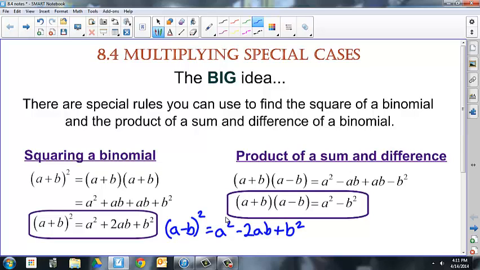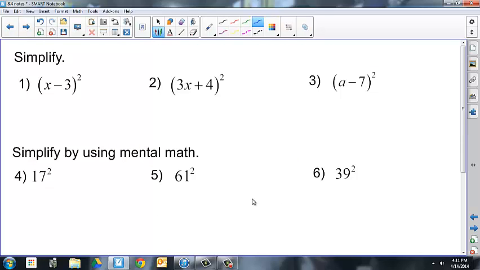All right, the other situation we look at is a product of a sum and a difference. You can see the general idea, a plus b times a minus b. Up here I've used the FOIL method, but down here you can see the middle terms cancel. We're just left with a squared minus b squared. All right, so let's do this then.